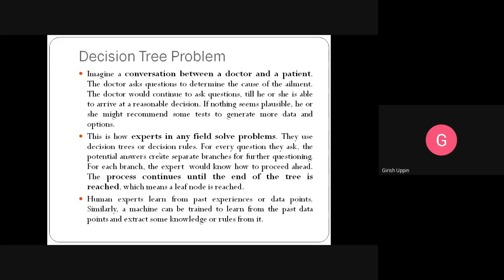So this is how questions are continuously asked and accordingly branched, and that branching will not stop until a final leaf node or the final decision is made. Human experts learn from past experiences of data points. Similarly, a machine can be trained to learn from past data points and extract knowledge or rules from it. This is a natural tendency of humans, how we make decisions. The same thing can be incorporated into machine learning scripts, whereby they can make a decision based on such a model.